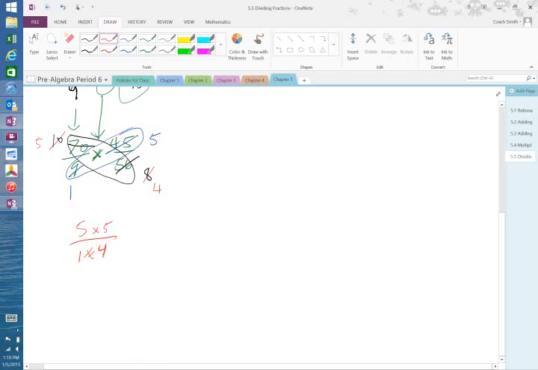And what is 5 times 5? 25. Over 4, which is 6 1/4. Remember how we got the 6 1/4 is we take 4 into 25. 4 goes into 25 6 times, that'd be 24, remainder 1. Take the 1 and put it over the 4. And so that's how we get 6 1/4.